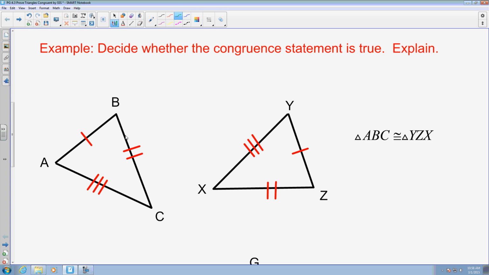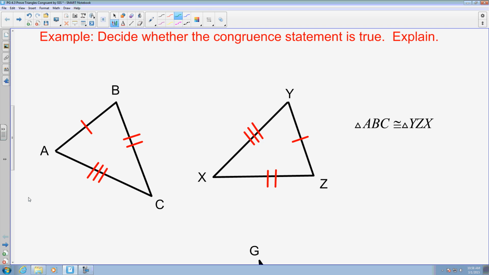So they want us to decide whether the congruent statement is true. In this case, this is not a true statement. It's just a statement. We don't know if it's true yet, but we have to explain it. In order for us to explain it, we must make sure that the corresponding sides and how it's named holds up. So first off, we have the first and second letter of AB. So AB is the one tick mark. So now, does YZ have one tick mark? Yes, it does. So I can say that AB is congruent to YZ.